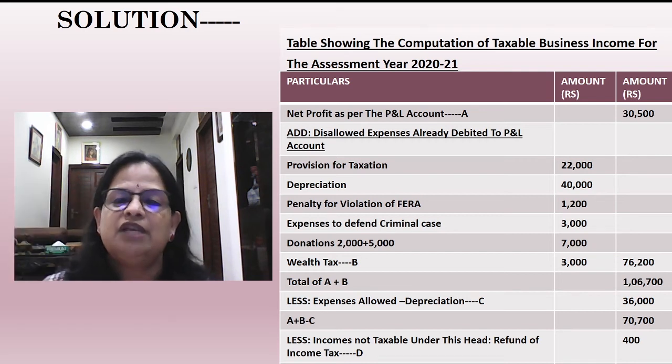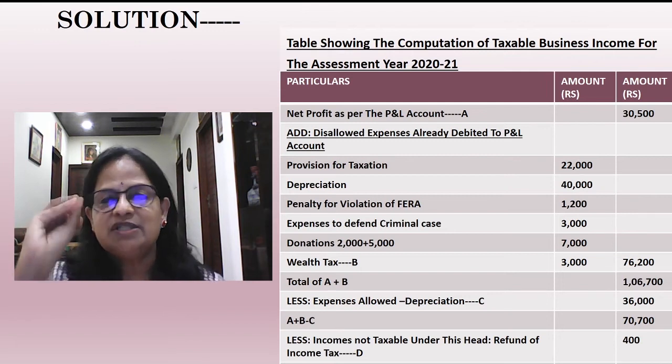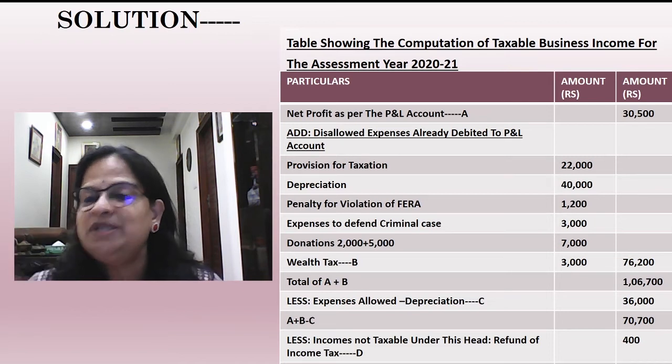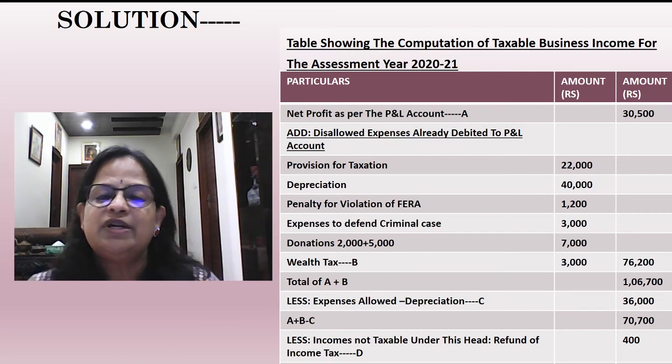We have learned that in the statement also. So contribution to RPF is an allowed business expenditure because it is recognized. Why are we disallowing unrecognized? It's not recognized by the income tax department. So only unrecognized is not allowed. Recognized provident fund is allowed.